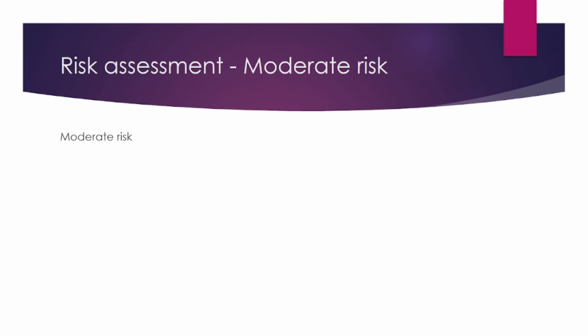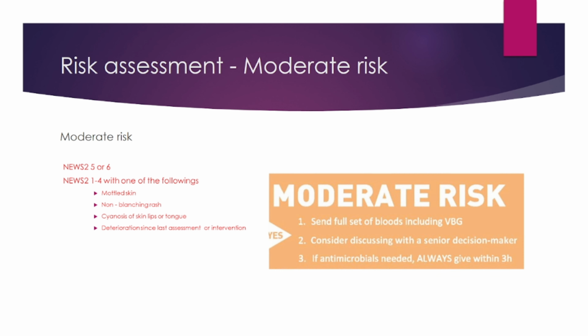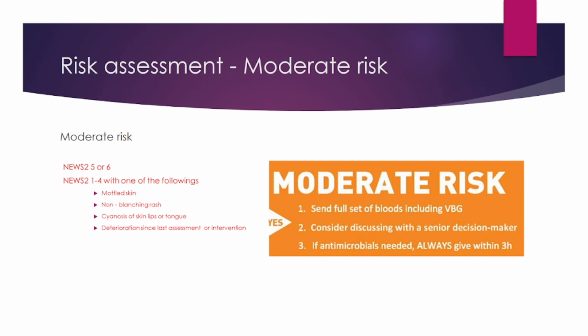There are risk assessment tools. Moderate risk assessment is if the NEWS score is 5 or 6, or a single NEWS score of 1 to 4, which will be discussed. I'm just going through. If the patient has mottled skin, non-blanching rashes, or cyanosis, these patients are considered moderate risk. So what you have to do is send a full blood count or VBG and consider discussing with a senior doctor or consultant, and if antimicrobials are needed, you have to start antibiotics.